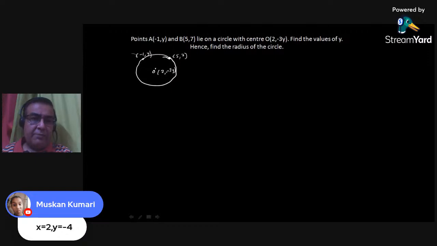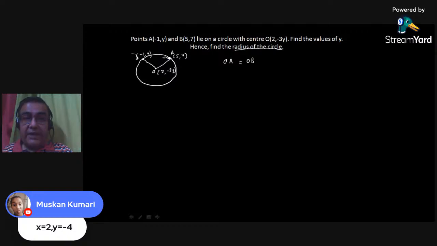So we've got y both in the center and in one of the points. And we also have to find the radius of the circle. So since they lie on a circle, we can say that this point A and this is the point B. So obviously these two are the radii of the circle. So if they're the radii of the same circle, then OA should be equal to OB, and then we'll just apply the distance formula and find out what is the value of y.